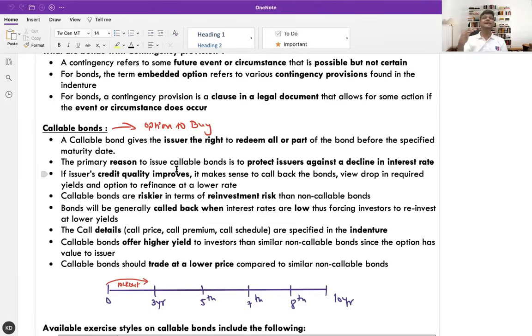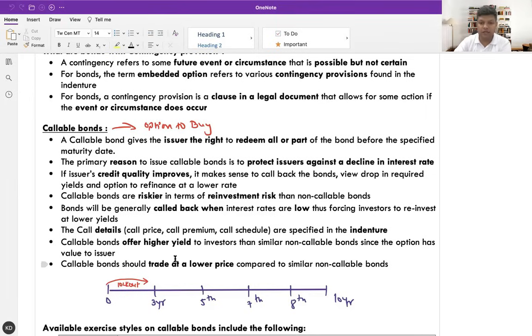So at any point, if the issuer feels that the yields have gone down in the market, or if the issuer's credit rating has improved, then it can probably issue a new bond at a lower yield. In such a case, the issuer, if it has issued a callable bond, can call back the bond and reissue another bond. Is that clear? Right? Everyone?